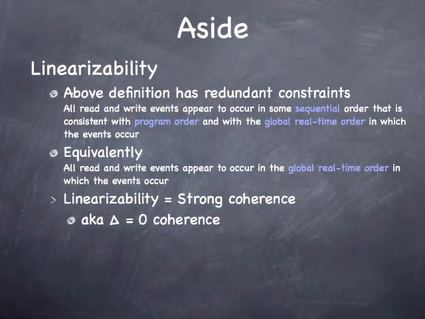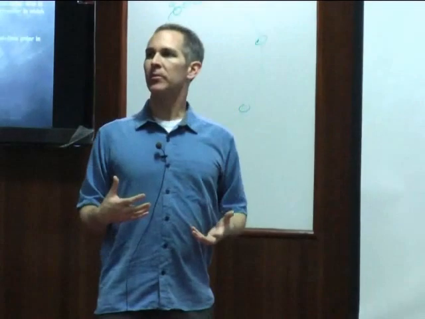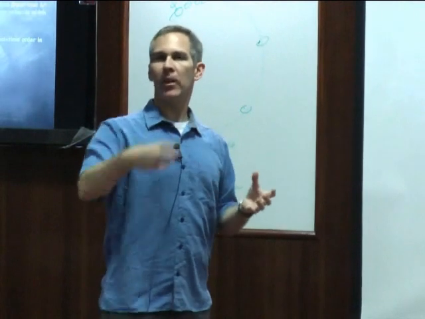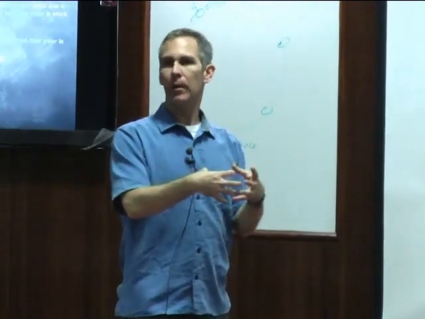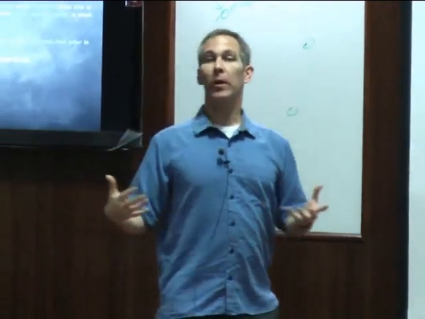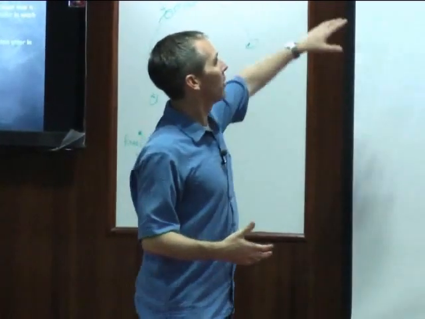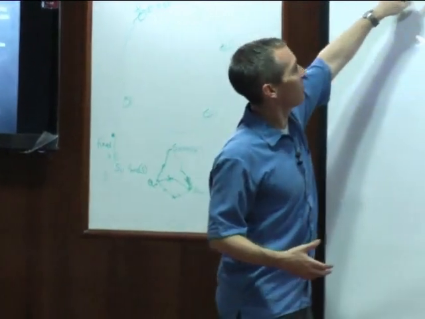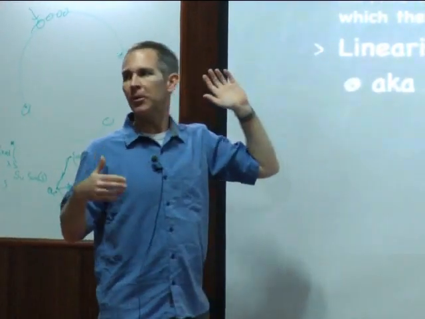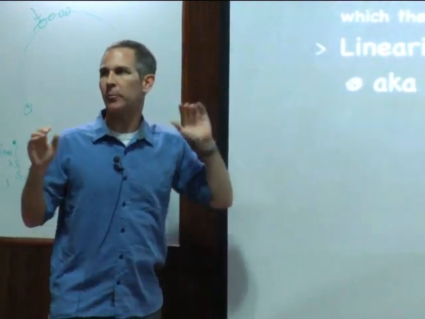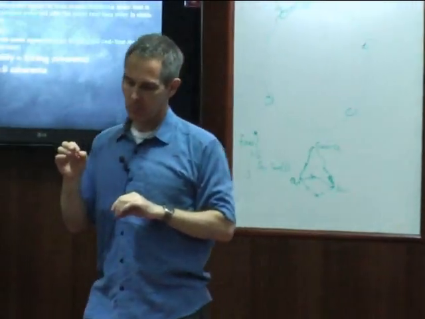Now, I should close things with some other discussions of linearizability. That above definition has some redundant constraints. I got to linearizability by starting off with sequential consistency and then strengthening that. But you can get to linearizability in other ways as well. In particular, as soon as you say that all read and write events appear to occur in the global real-time order in which the events occur, you've got linearizability.